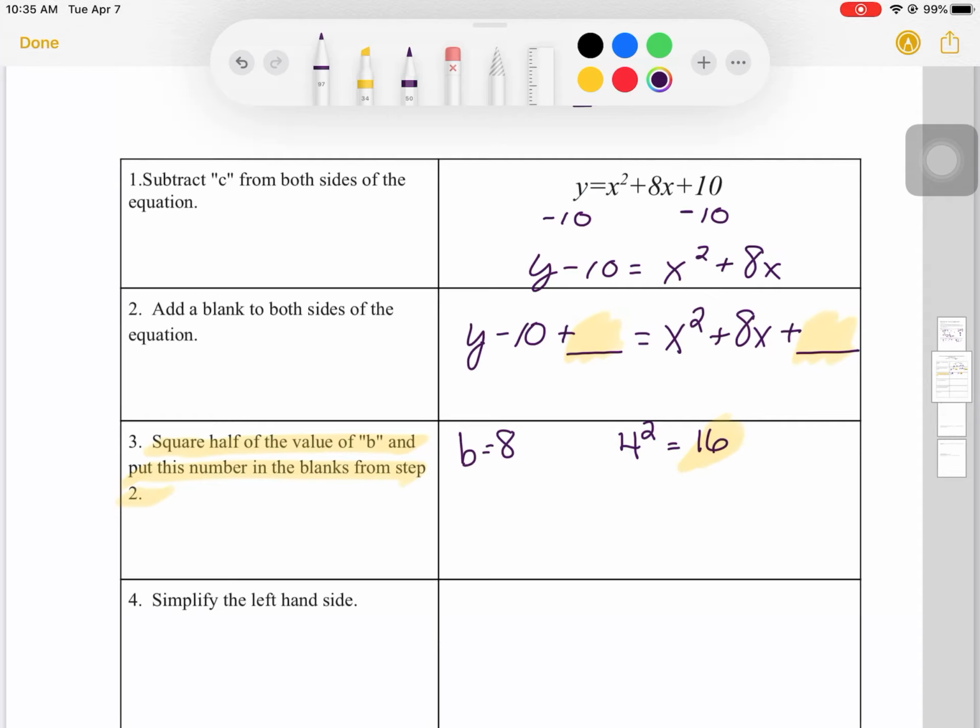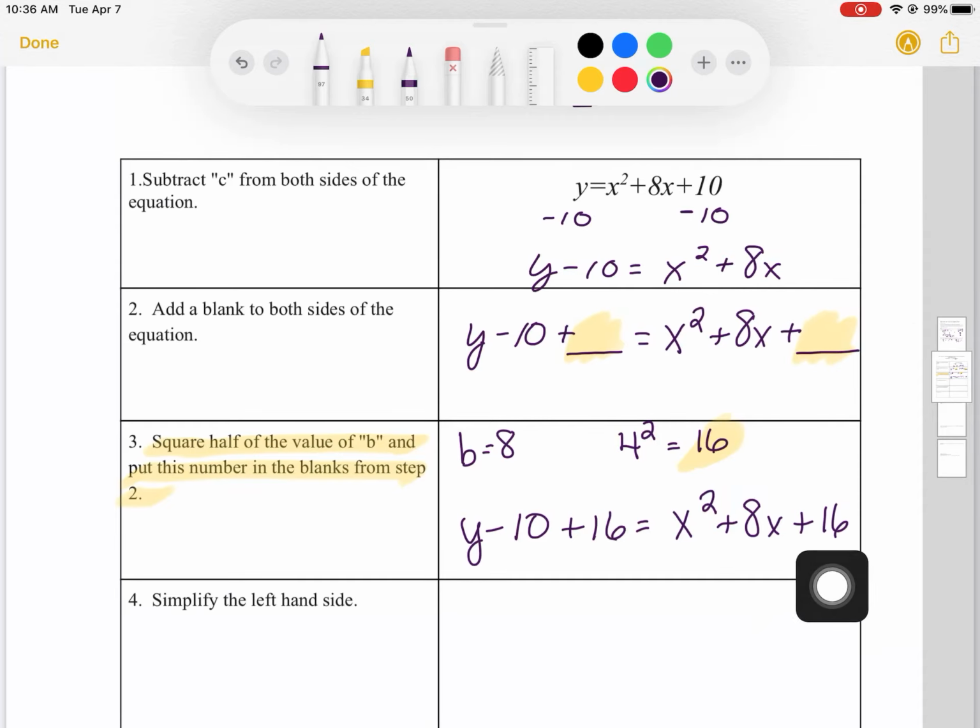This right here is the number that I need to record into those two places. So I'm going to have y minus 10 plus 16 equals x squared plus 8x plus 16. And again, if you remember when we talked about a perfect square trinomial, and this was way before spring break, so I totally get it if you don't remember, in that perfect square trinomial, the last term, the square root of it, is half of the term in the middle. So the square root of 16 is 4. 4 is half of 8. That's a perfect square trinomial.